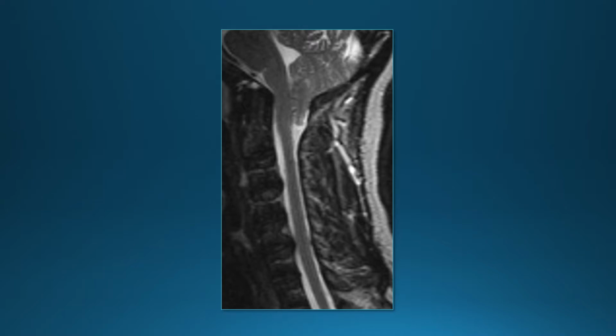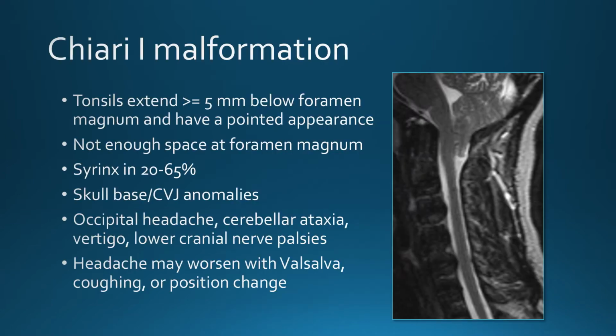This is a different patient with the cerebellar tonsils extending through the foramen magnum. This patient does not have a myelomeningocele. This is a Chiari 1 malformation. In a Chiari 1 malformation, the tonsils extend at least 5 millimeters below foramen magnum. They typically have a pointed appearance, and there's not enough space. Usually we see this relatively tight appearance at the foramen magnum.